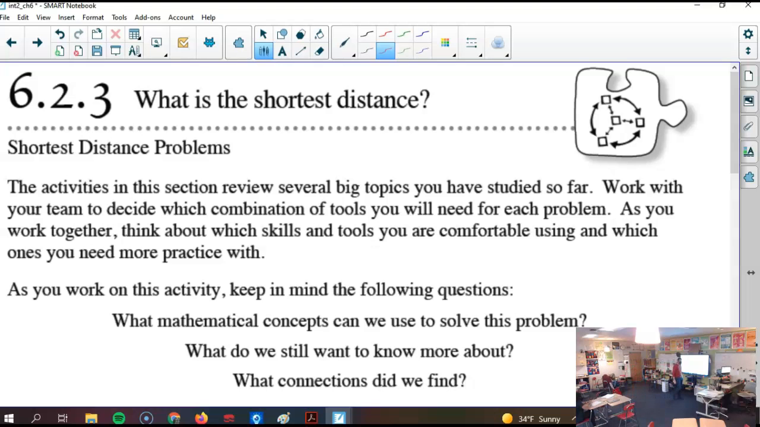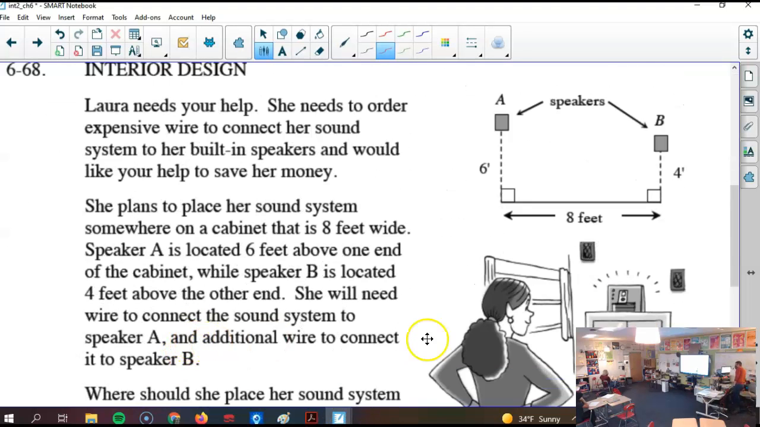So, mathematics is all about efficiency. And as you become a member of the quote-unquote real world that teachers like to talk about, money becomes very important, and stuff is mildly important, depending on how much you care about stuff. So we have Laura asking us to help her with her sound system.